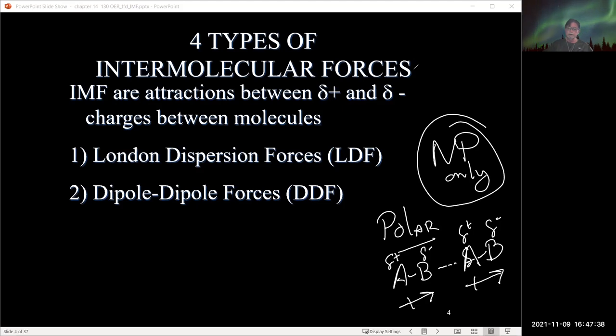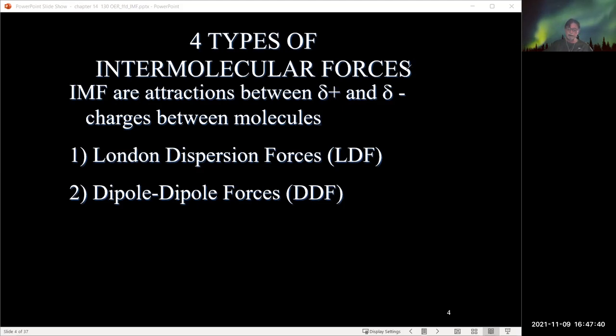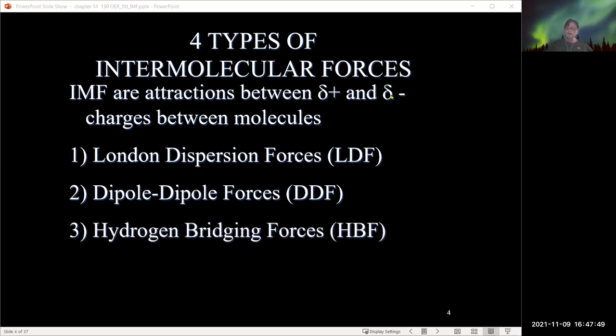Now there is a special kind of dipole interaction that we call a hydrogen bridging force. It used to be called, and still is to some extent, hydrogen bonding. But the term hydrogen bonding is kind of misleading because it gives the suggestion that you actually created a bond, which you're not really doing. You have created an interaction.